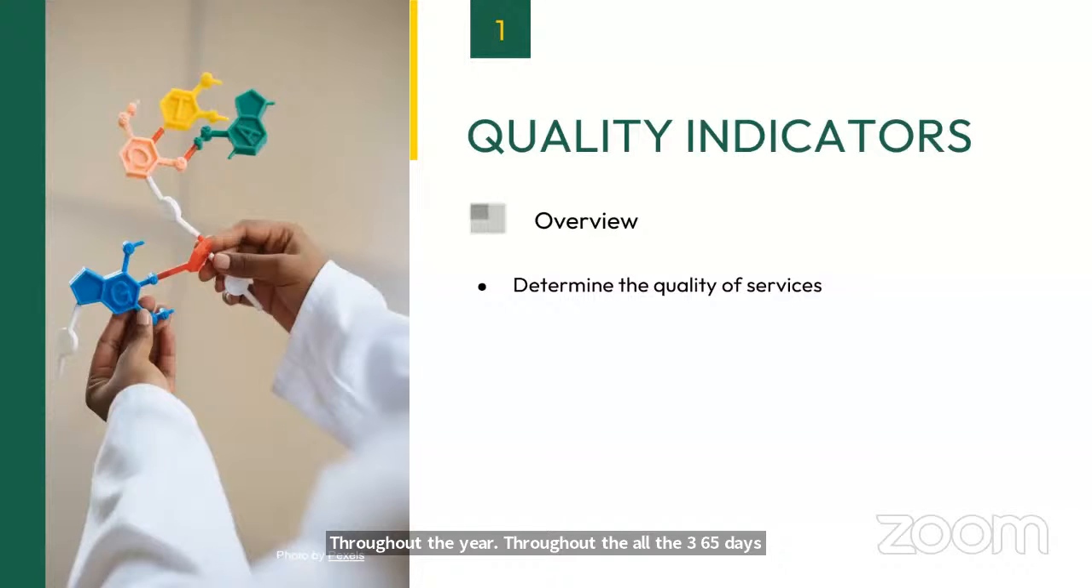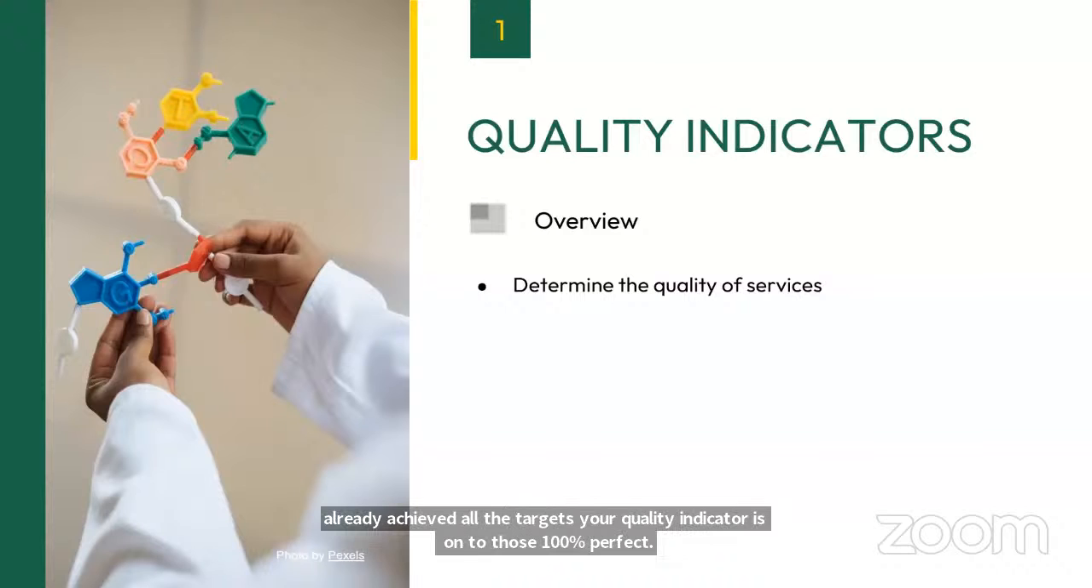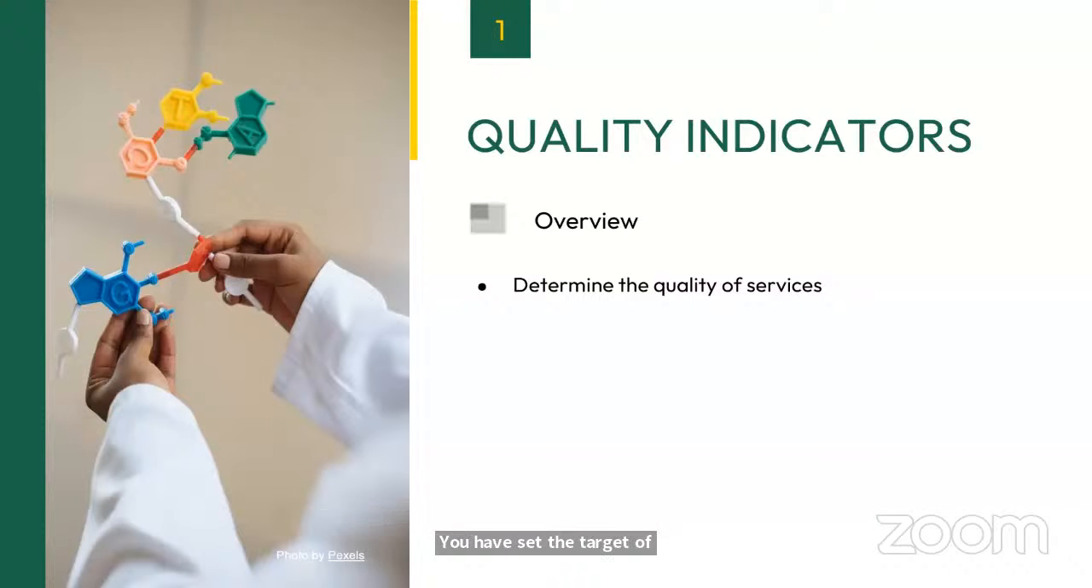Then what is the objective of monitoring that indicator in your laboratory? Is it going to give you any feedback regarding the improvement process? You have already achieved all the targets. Your quality indicator is almost 100% perfect. You set a target of 0 rejected samples and you have already achieved it on a continuous basis, for 365 days. So there is no purpose in monitoring such quality indicators, because they are not going to give you any feedback regarding improvement activities. You have to define an appropriate quality indicator with an appropriate objective behind it.